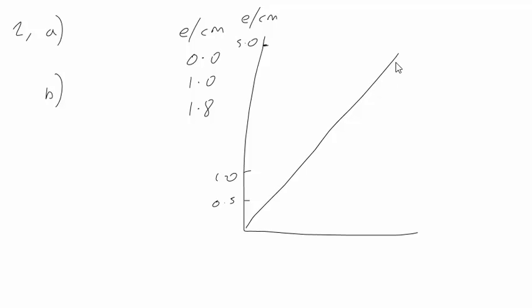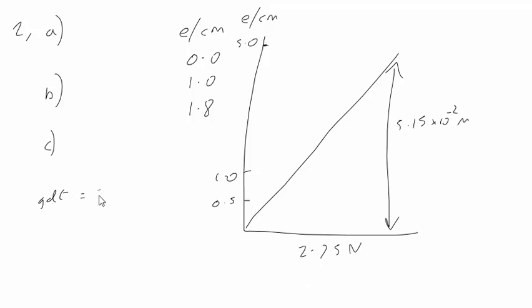And for part C, we need to find the gradient. Well, I got the change in y to be 5.15 times 10 to the minus 2 meters, and the change in force to be 2.75 newtons. That gives a gradient of 5.15 times 10 to the minus 2 over 2.75, which gives 0.019 meters newtons to the minus 1.